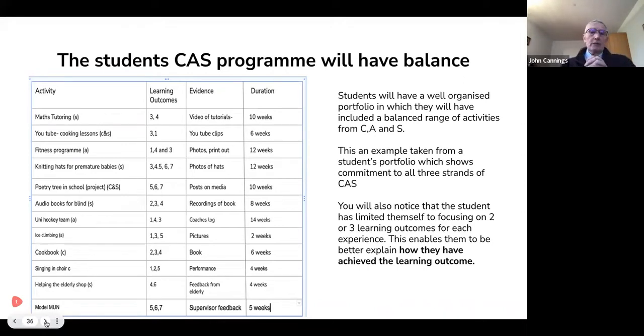This is an example of a student's CAS portfolio. You'll see in it that a good student would have a balanced range of activities across C, A, and S. And one of the important things, which I think it also highlights, is the duration of the activities, and also that the student has focused not on all the learning outcomes, which is often a fault of many kids doing this, but just on two or three of the learning outcomes, which are part of the activities they've done.